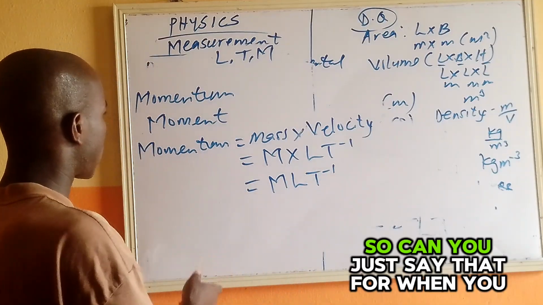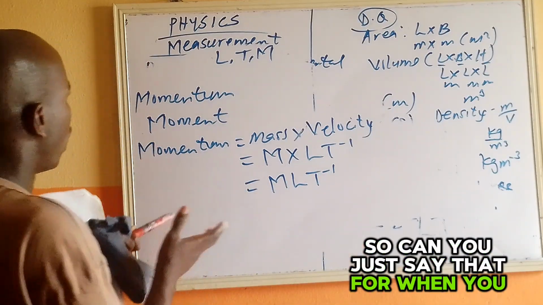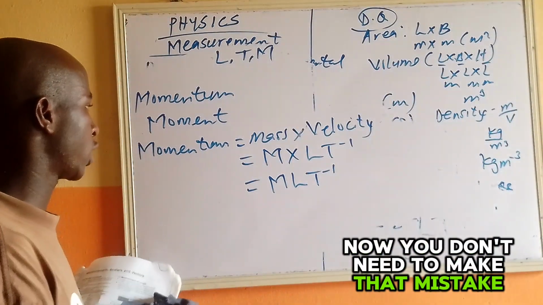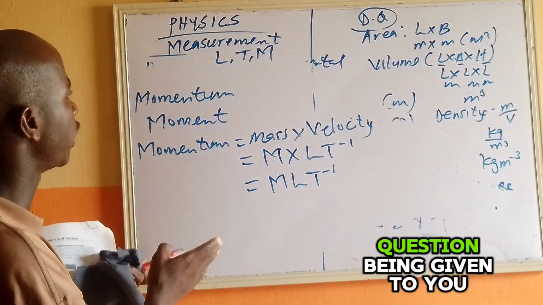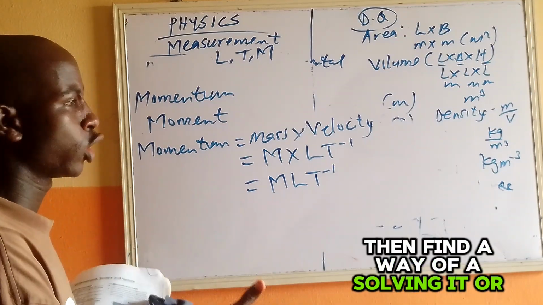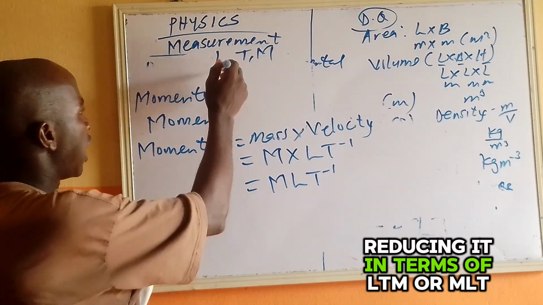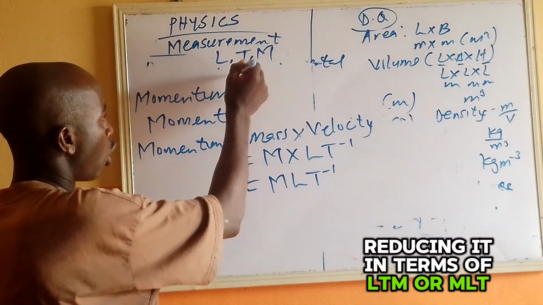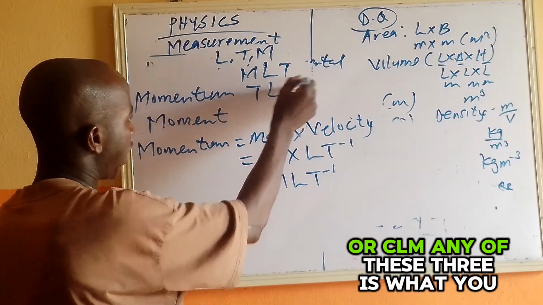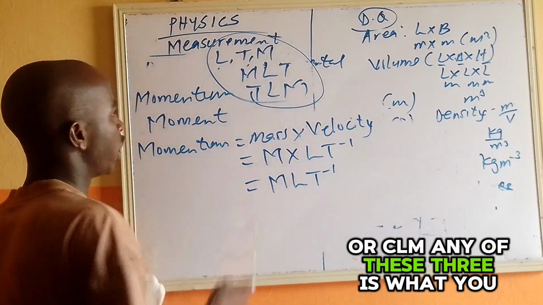So can you just say that for when you are being given a question now, you don't need to make that mistake. Just make sure you look at the question being given to you, then find a way of solving it or reducing it in terms of LTM or MLT or TLM. Any of these three is what we call dimension.